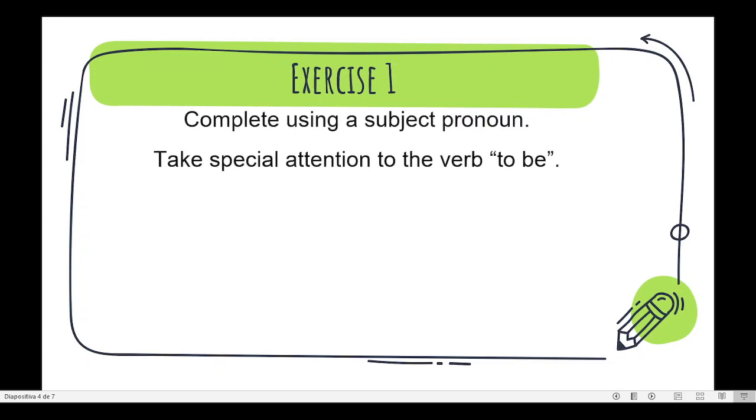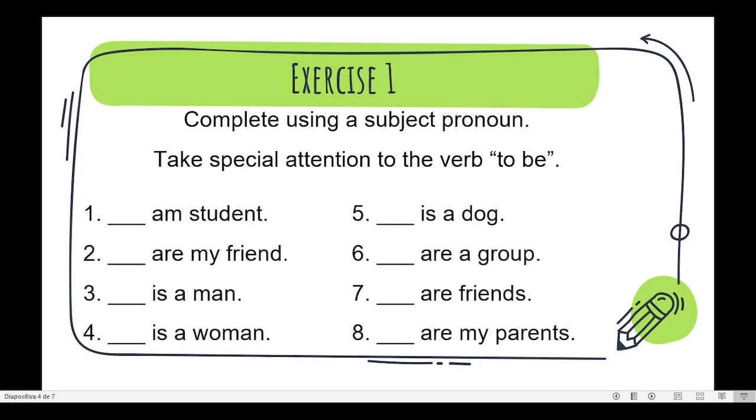Complete using a subject pronoun. Take special attention to the verb to be. So, in here we have 8 sentences. I am going to pronounce them, and please fill the gaps following my pronunciation. Number 1, I am a student.